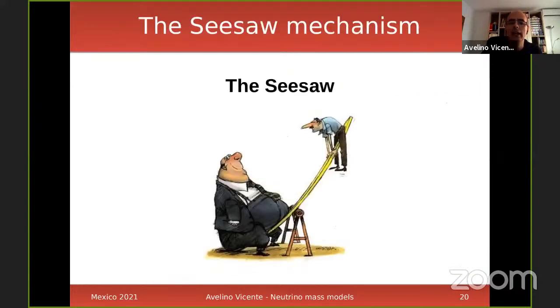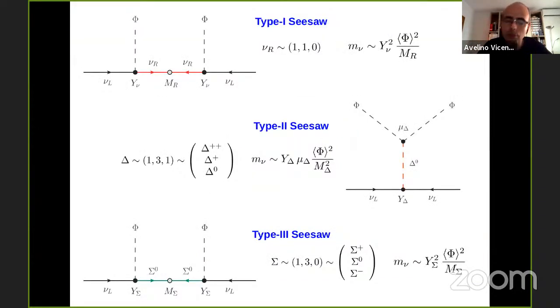Okay. So this is the seesaw mechanism. If you have a very large scale, automatically the light neutrinos are very, very light. And this is what people like about the seesaw, that you have a natural explanation for the lightness of neutrinos. But what we saw is what people call more precisely the type 1 seesaw. We introduce right-handed neutrinos, they are singlets, and then you get a diagram like this. You exchange right-handed neutrinos with the Yukawas here, and you get a formula for neutrino masses which is proportional to the Yukawa squared, divided by M_R.